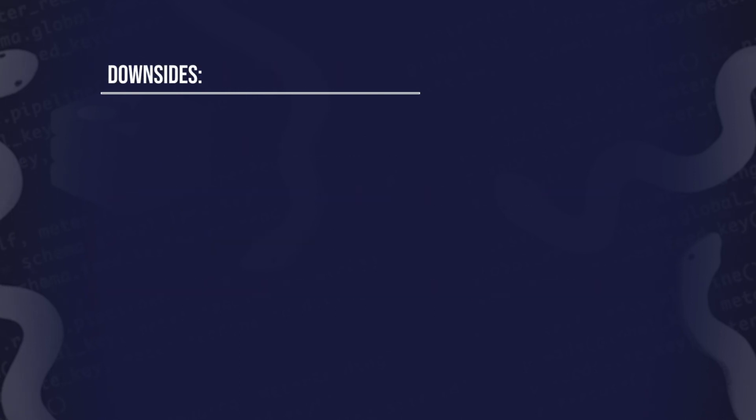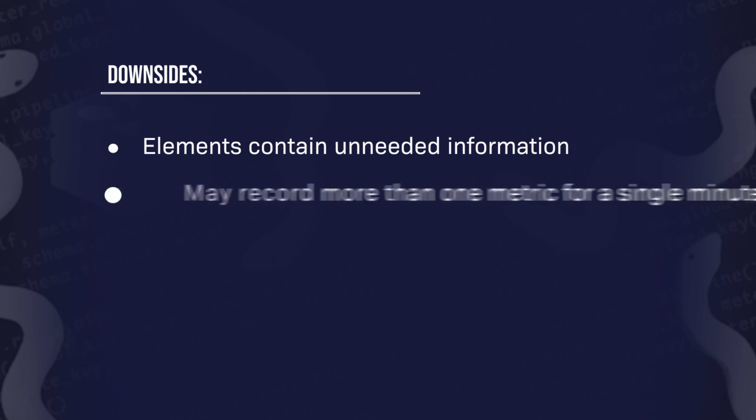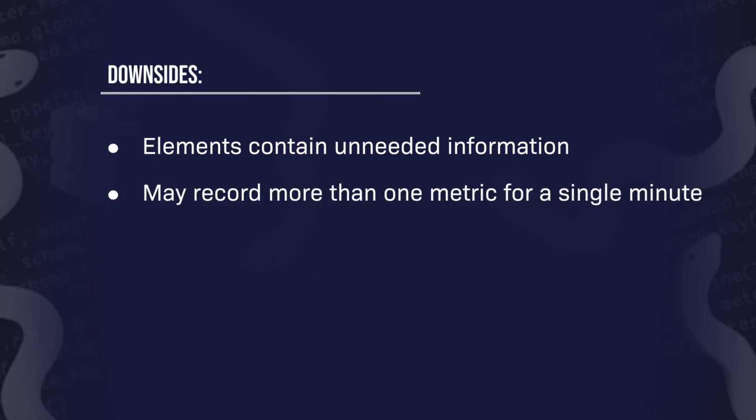Now there are two small potential downsides to using a sorted set to store metrics. The first is that the sorted set elements have some extra, unneeded information in them, which we need to clean up on the application side. The second is that more than one metric for a single minute could conceivably be recorded. This will be true if a device somehow reports two different measurements for the same minute.